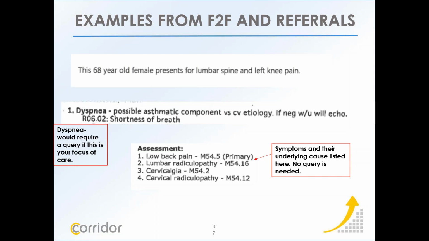Now, the third example here is a little bit tricky if you haven't seen it before. Here we see symptoms like low back pain and neck pain, but we also see diagnoses of lumbar and cervical radiculopathy. Because the cause of the pain is listed here in the list, this wouldn't require any additional query. We'd be able to take this information and run with it. We can code based off of this. We've got enough here to do what we need to do, and no query is required for that. Next slide, please.